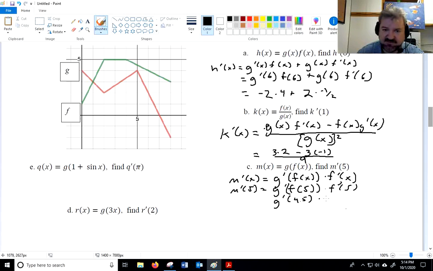Well, f prime of 5 is negative 1/2, because the slope here is down 1 over 2. So now we find g prime of 4.5. So we need to move over a little bit, actually just a little to the left of the 5. And g prime of that would be, what's the slope of that line? Up 2 over 3. So it's 2/3 times the negative 1/2, or a negative 1/3 if you want to finish it off. So that's pretty exciting, I guess.